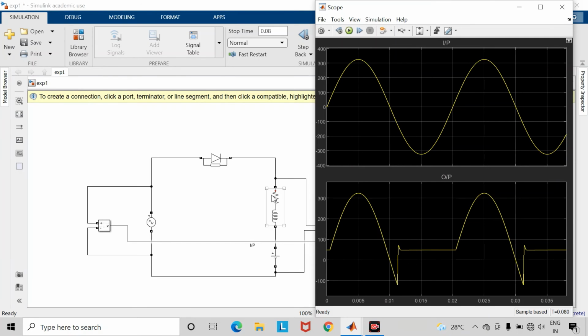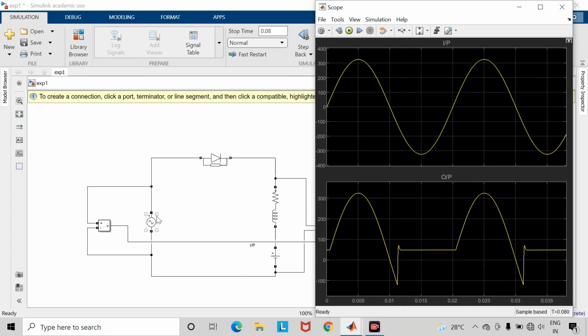In the positive half cycle of the AC supply, this inductor will store the energy, whereas in the negative half cycle, this inductor will release its energy and keep this diode forward biased, because the anode terminal of this diode will be at lesser negative potential compared to the cathode terminal. And we will get the voltage waveform across the load in this negative region like this.